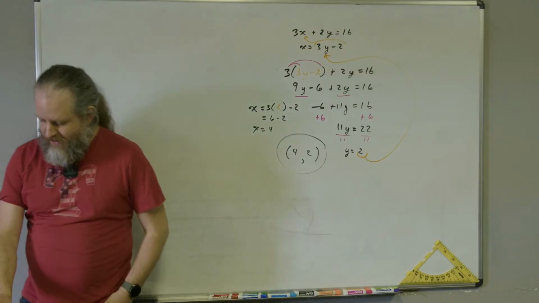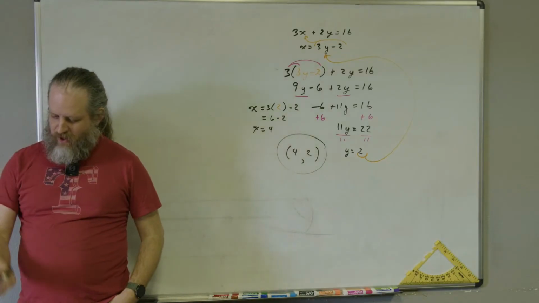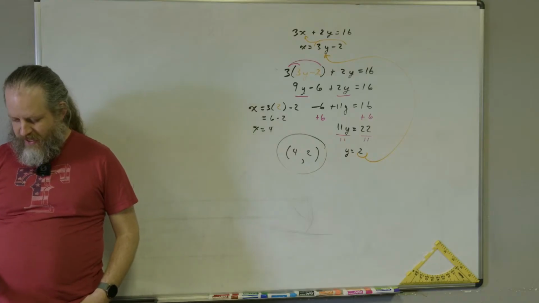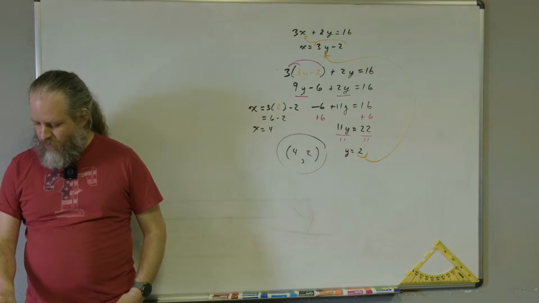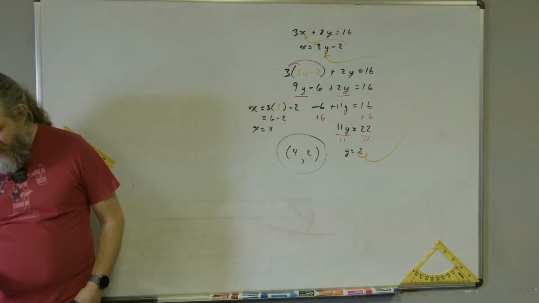Number 22 is a monomial. Number 24 is not a monomial. 26 is not a monomial. 28 is negative 12u to the 8th.